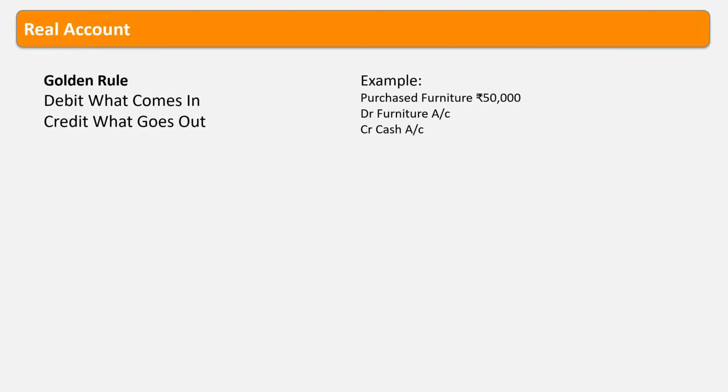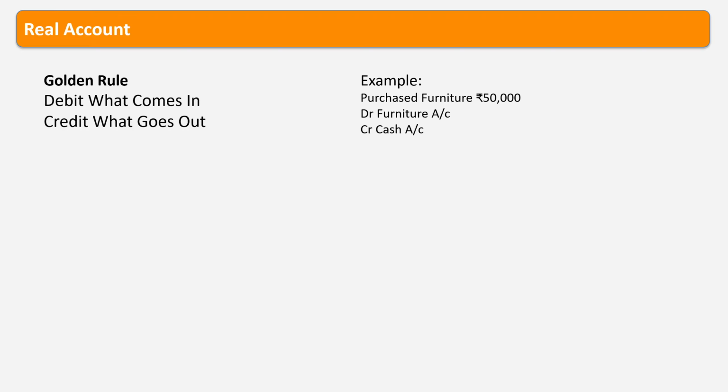Previously we discussed Amazon. From Amazon we purchased the iPhone. So in this case, the iPhone account will be debited and cash is what we are giving to Amazon, so the cash account will be credited. So debit what comes into the organization. Very simple. Real account: debit what comes into our organization.